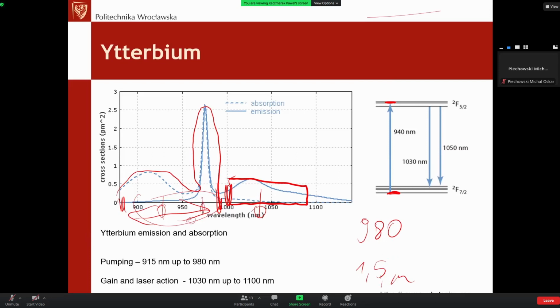If you consider pumping at 975 for ytterbium and emission at 1030 nanometers, you can see the quantum defect. This is the name of this difference between the pumping energy and emitted energy. This quantum defect is much lower. The theoretical efficiency is way above 90%. And since for such a structure we have no other phenomena than stimulated emission, we have no excited state absorption and other things which decrease the efficiency. So optical to optical efficiency for such a laser or amplifier can be as high as 90%. These ytterbium doped amplifiers or lasers can be extremely efficient.